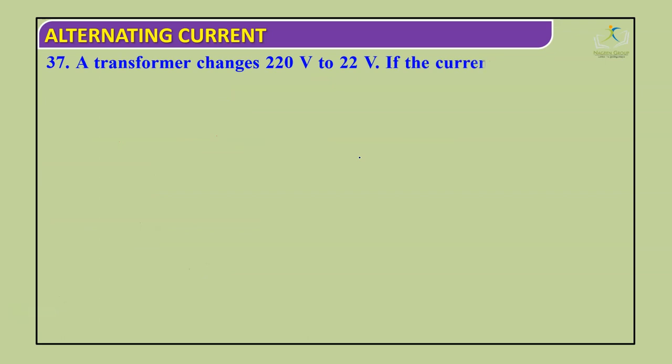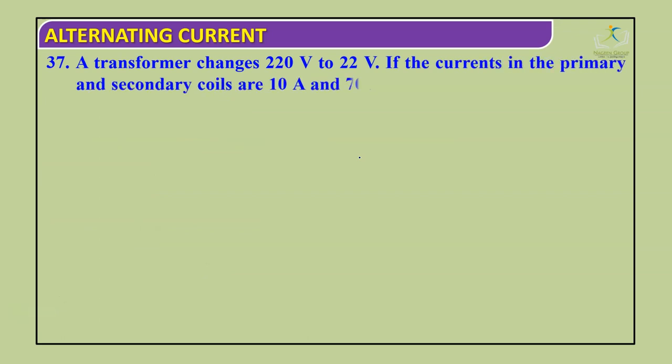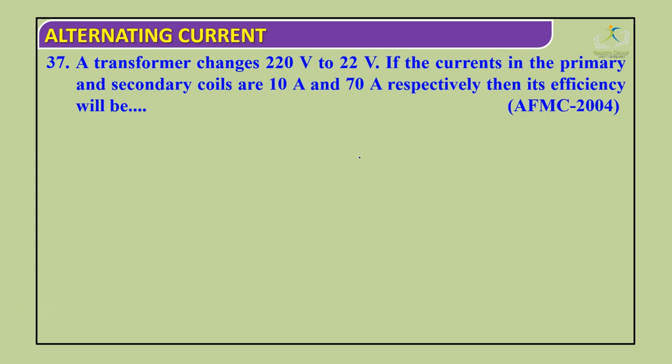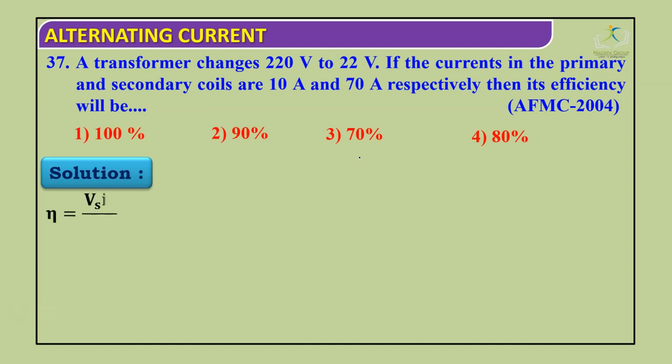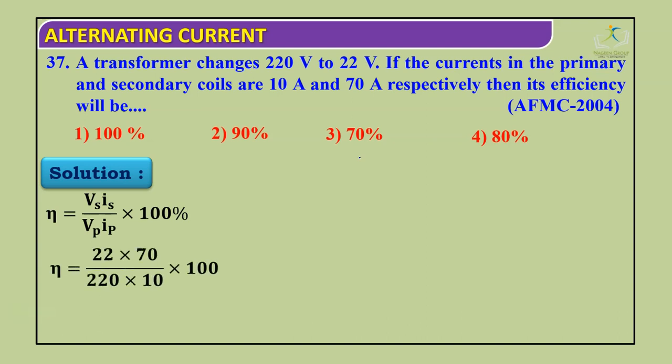Next, a transformer changes 220 volt to 22 volt. If the currents in the primary and secondary coil are 10 ampere and 70 ampere respectively, then the efficiency will be 100%, 90%, 70%, or 80%. Solution: eta is equal to Vs Is by Vp Ip into 100%. If I put in all these values, we get the efficiency as 70%.